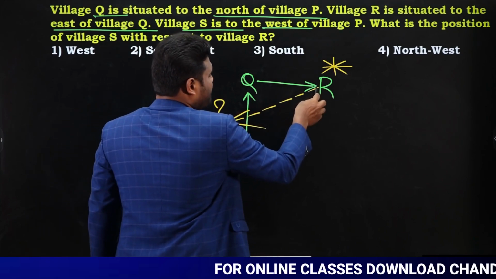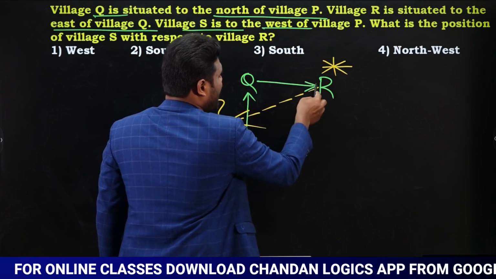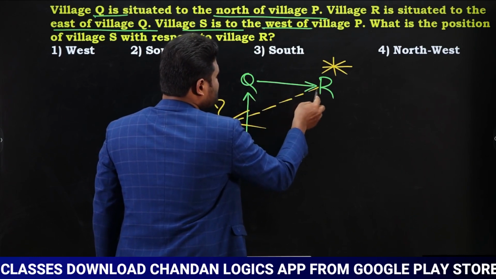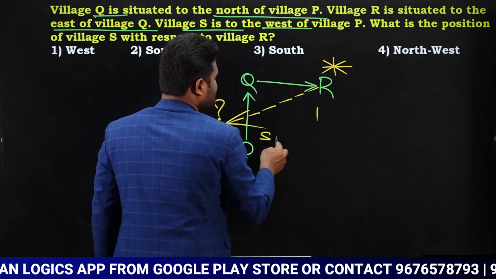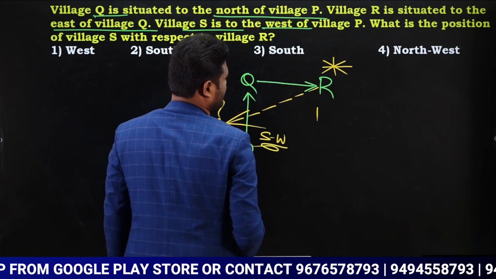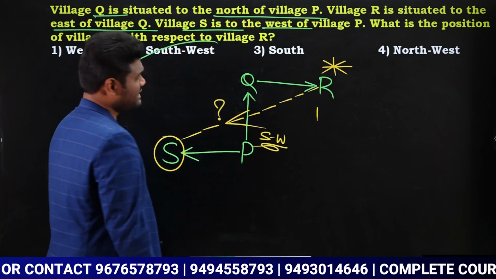Now observe carefully. When I am looking from R, for R this is going to be south, yes or no? For R this is going to be west. Now this is between south and west, so we can say the answer is southwest. So the answer for this question is southwest, which is option 2. Is it clear?